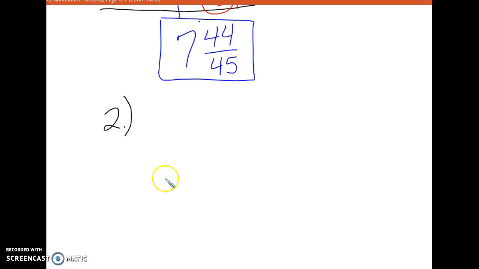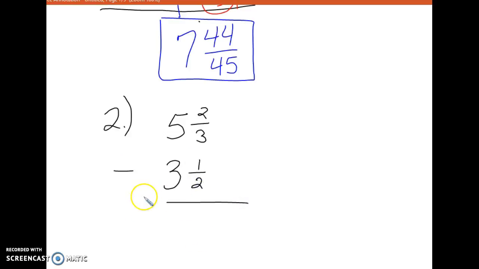Number 2. 5 2/3 minus 3 1/2. Again, first step is to find that common denominator, which was, good, it was 6. 6 was the common denominator. So now let's find our numerators.